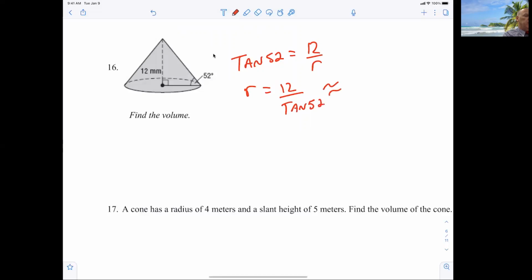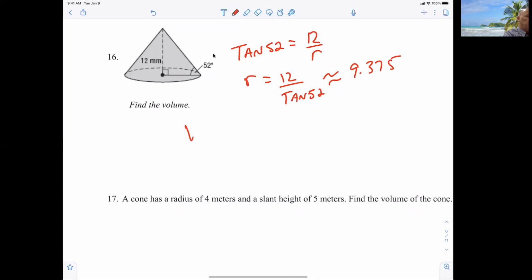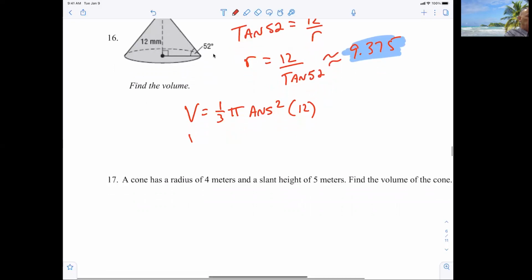And what was that approximately? 9 point. Okay. So now if I want to find the volume, it is 1/3 pi, then what? Your answer squared times 12. Remember, we're trying to use the answer that's in the calculator. So I don't mind leaving it in terms of pi. So the volume is approximately what?